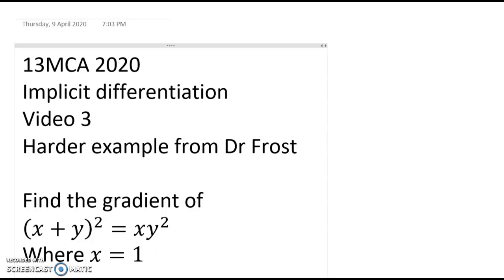This is a slightly harder example from Dr. Frost, and it's one where you first have to find the derivative, but then you have to use that derivative and find the gradient at a particular place. Okay, and the place here is where x equals 1.